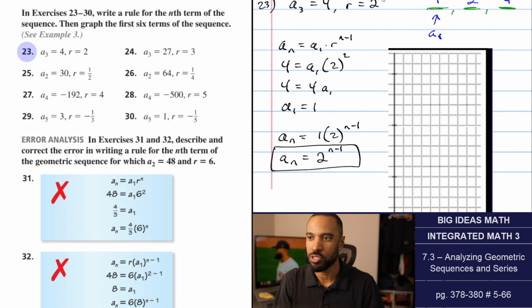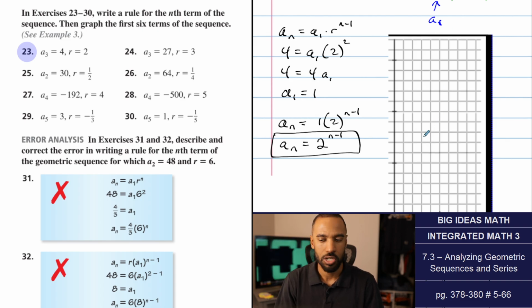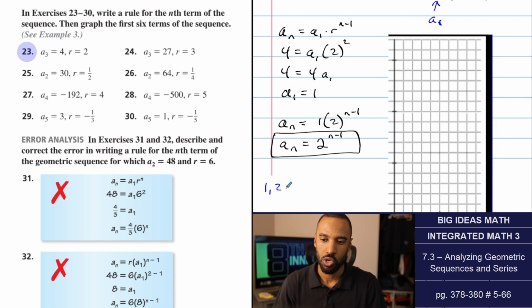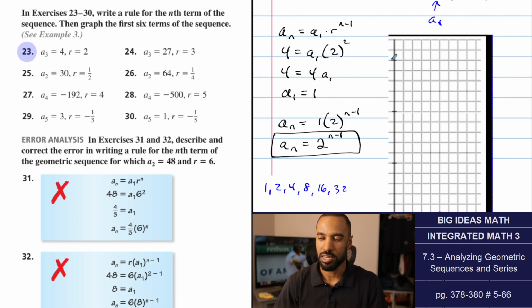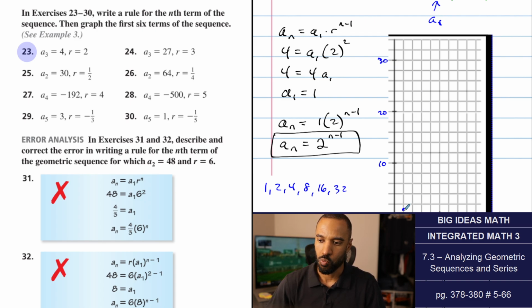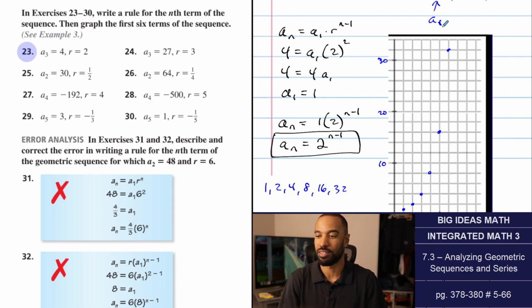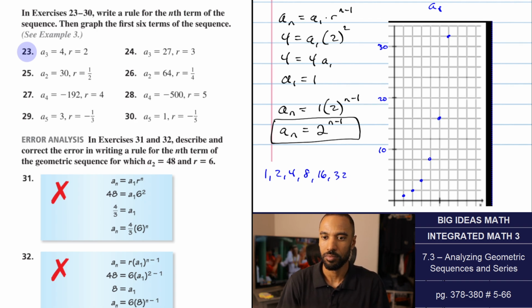Let's get these scales. Oh, what are my 6 terms? My first term is 1. So 1, 2, 3, 4, 5, 6. These go up to 17. Therefore, I'll go by 2s here. 10, 20, 30. So my first term is 1, and then 2, and then 4, 8, 16, 32. I think I actually lucked out with that one. That could have been a lot worse. Sorry about that. There's my scale.